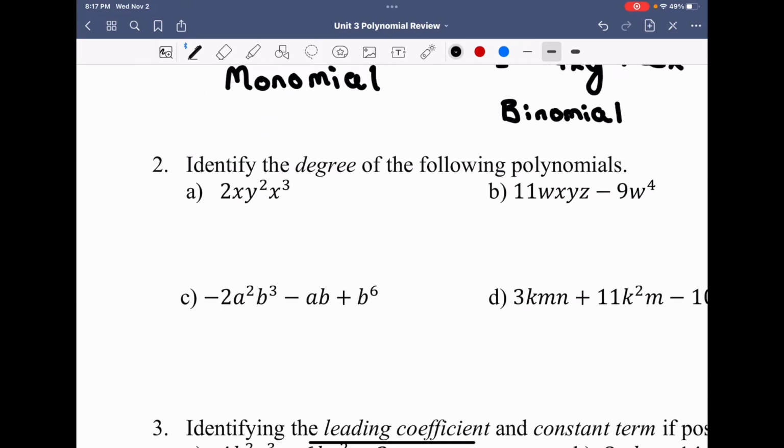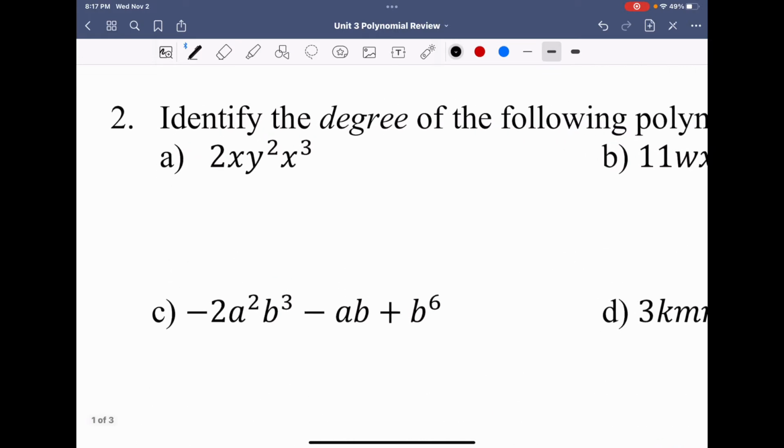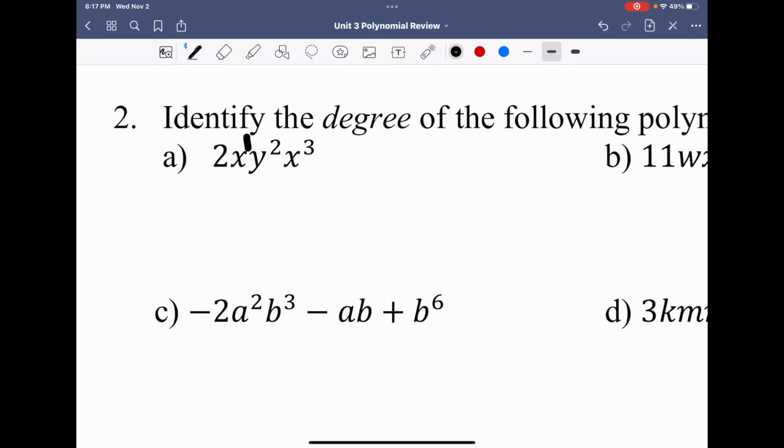All right, identify the degree of the following polynomials. Well, to get the degree of any polynomial, we have to look at the individual pieces of the polynomial, or the individual monomials that make the polynomial, and look at each of the totals of their exponents. So if I look at A, for example, I have 2x^1, y squared, x^3. If I add together the powers here, I have 1 plus 2 plus 3. That's equal to a degree 6 polynomial, because the total of the exponents is 6.